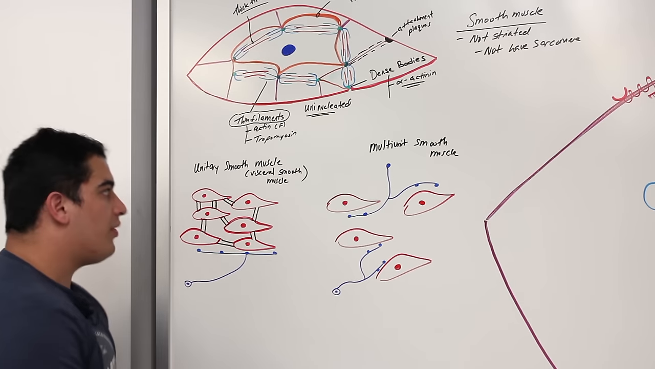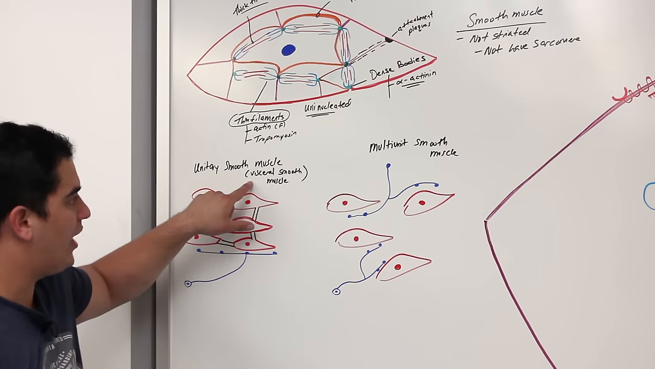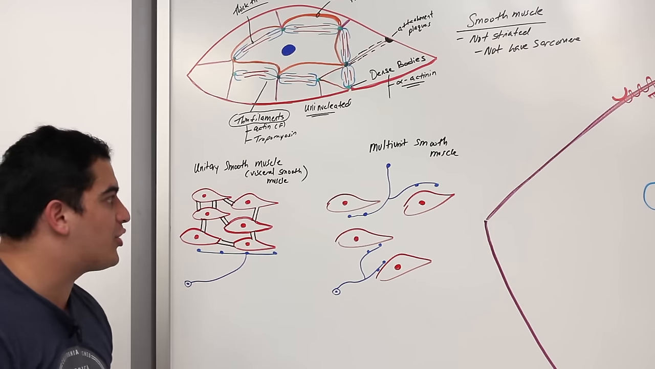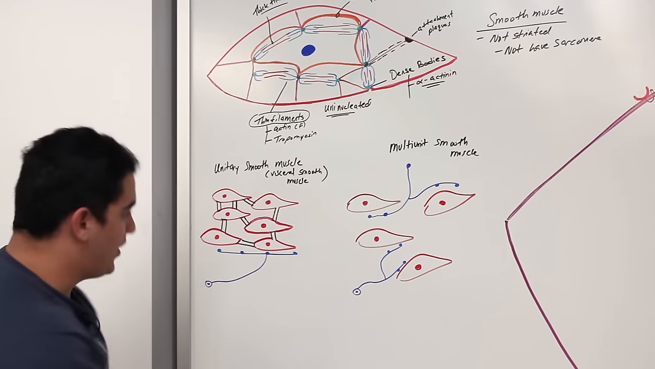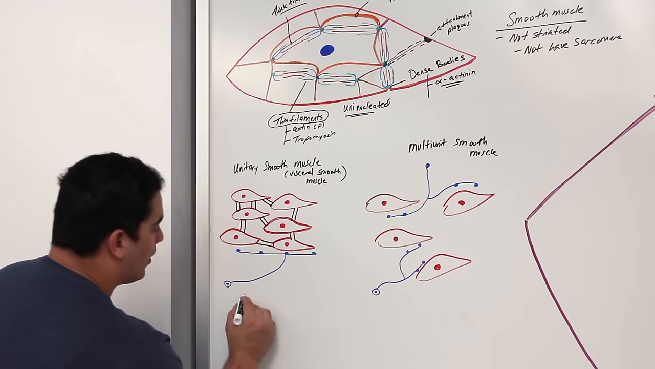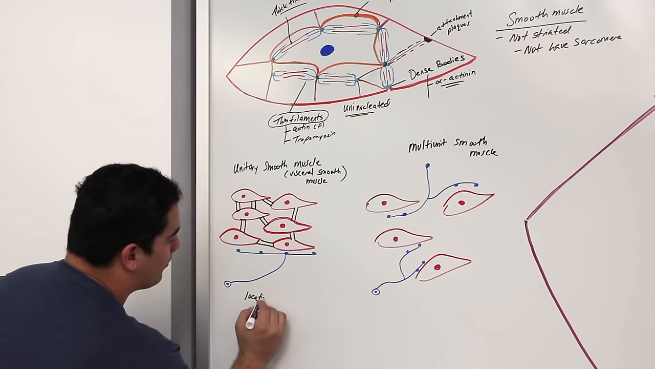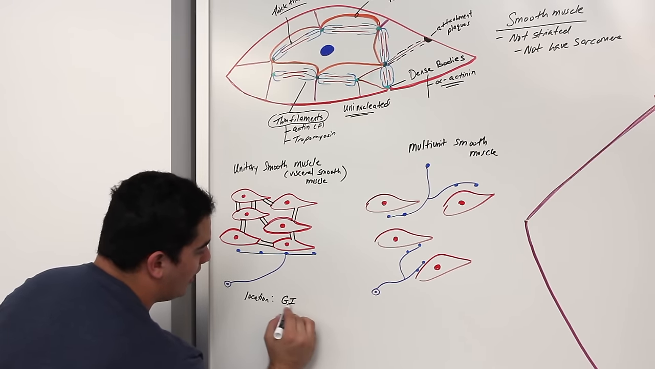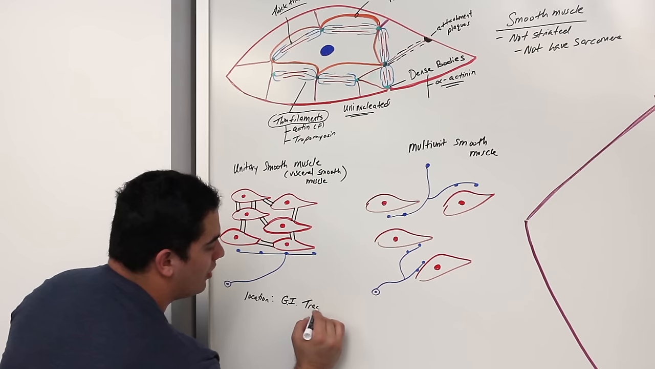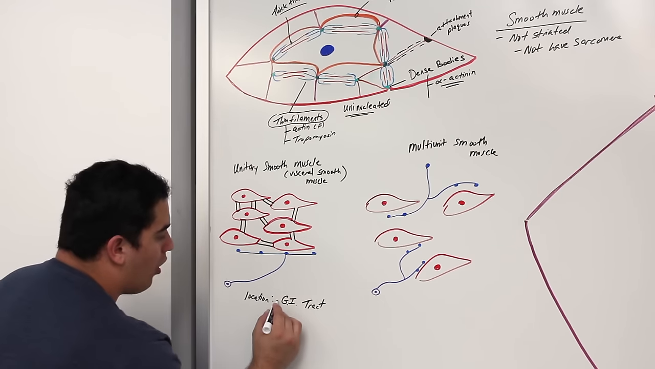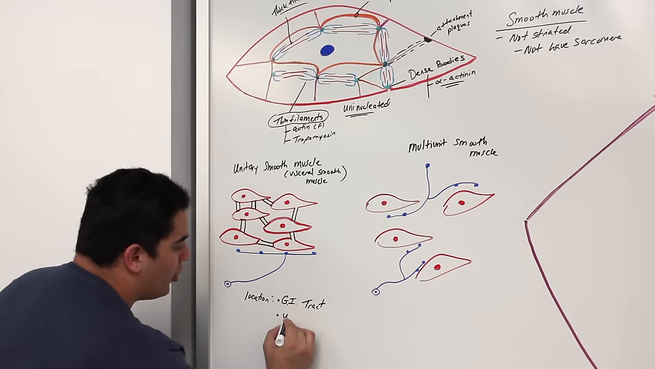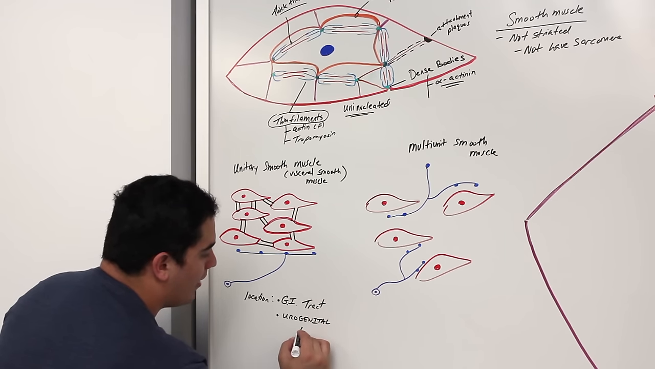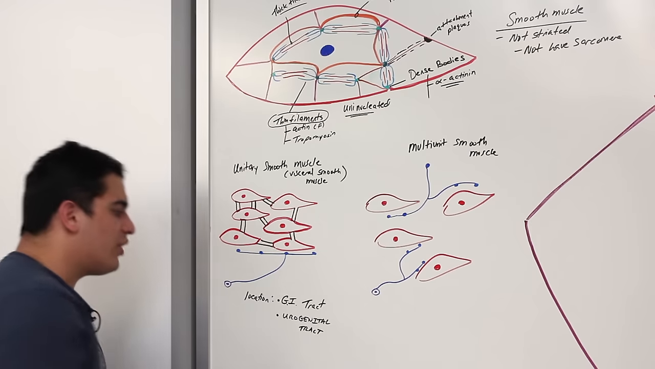Well, one thing you're probably already going to get out of this is that unitary is also called visceral smooth muscle. So where would you find it? You'd find this within the GI tract. You'd find it within the urogenital tract. So that's the first thing, so let's mark that out. Where would you find this type of smooth muscle? Again, you'd find it within the entire length of the gastrointestinal tract. You'd also find it within the urogenital tract. Okay? So pretty cool stuff there.